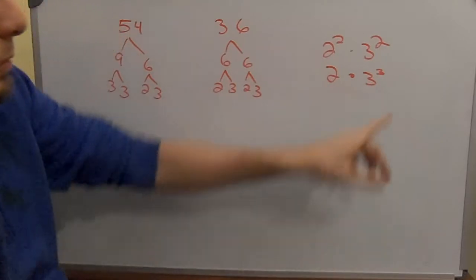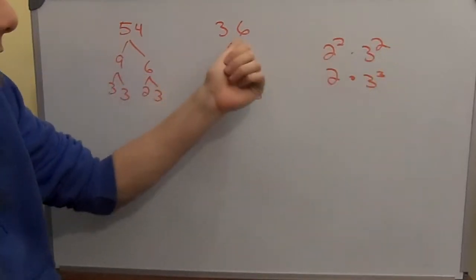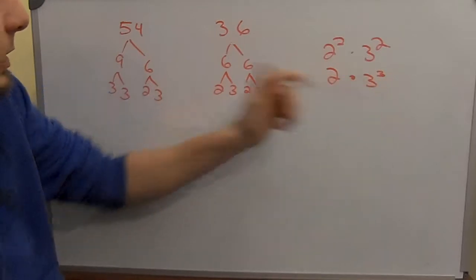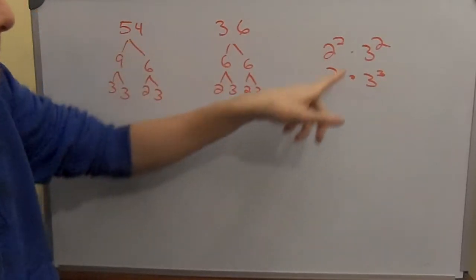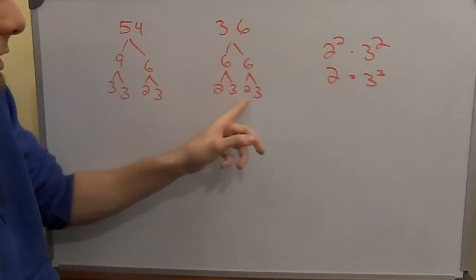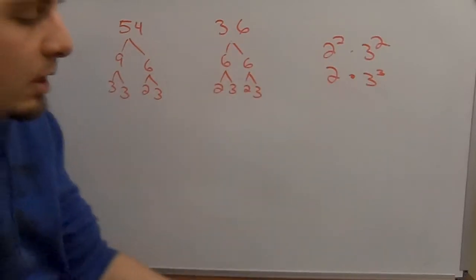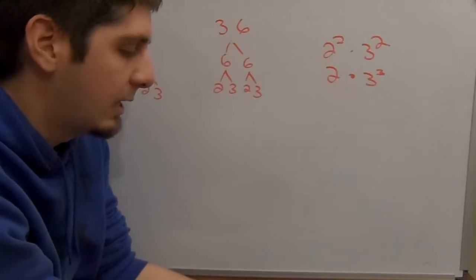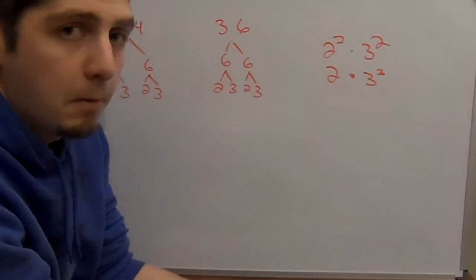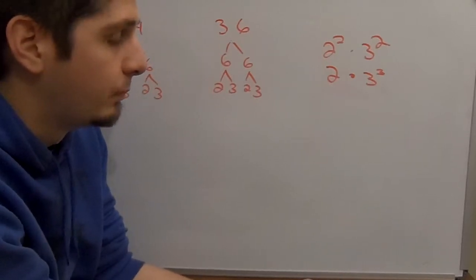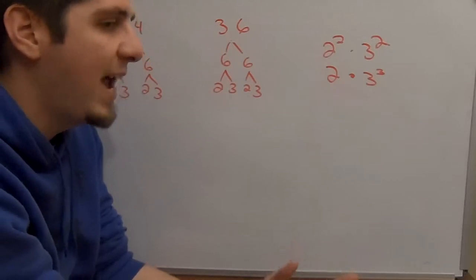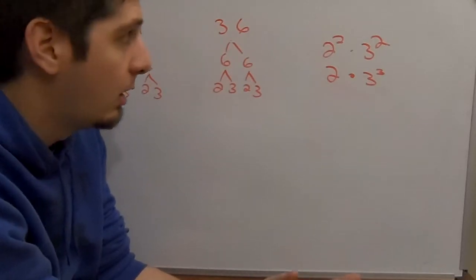And what you're going to see is we're multiplying two 3's in 36, and we're multiplying three 3's in 54. We're multiplying two 2's in 36, and one 2 in 54. Now that's important because if you remember earlier, we said that with the prime factorization, you can find all of the factors of a number.